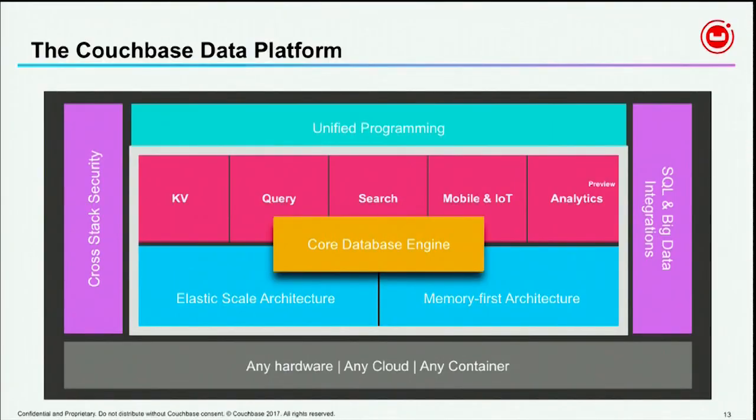So this picture you may have seen earlier is what we call the Couchbase Data Platform. The architecture here, you see in the middle there, that's that core database engine, the core key value engine that is elastically scalable, memory first, and on top of that, then we've added query and search, mobile synchronization, analytics, and more capabilities to come in the future.